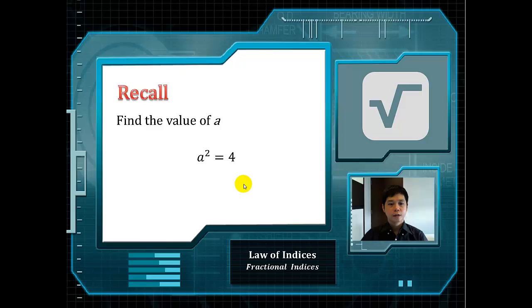Now, to recall, given the equation a squared equals 4, find the value of a. How do we solve this equation here? Yes, we will square root on both sides. On the left hand side, we will get a, and on the right hand side, we will have plus minus square root of 4. And hence, we have two answers, 2 and negative 2.